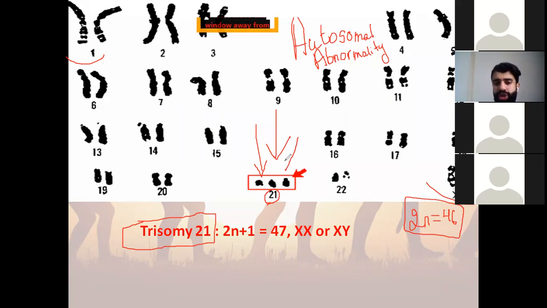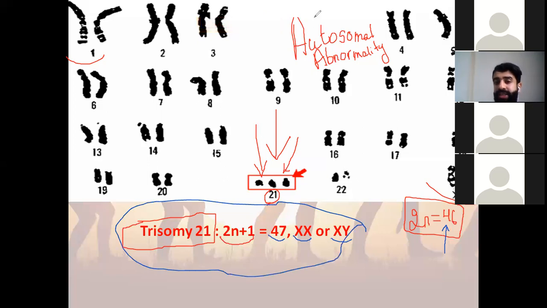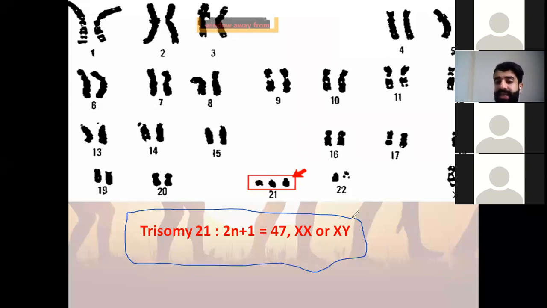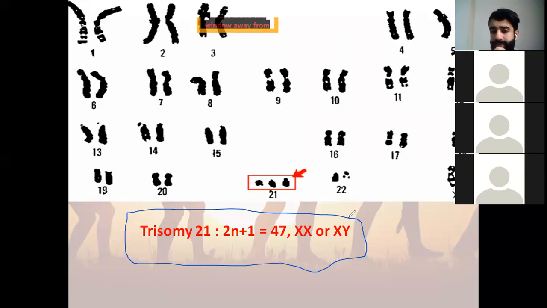Here, we have an extra chromosome on pair number 21. So it's not 2n, it's going to be 2n plus 1. Here we added 1 to the 46, so it will be 47, either XX or XY. This is the general formula of trisomy 21. In this case, it's XX or XY? XY, so we will eliminate this. So it will be 2n plus 1 equals 47, comma, XY.